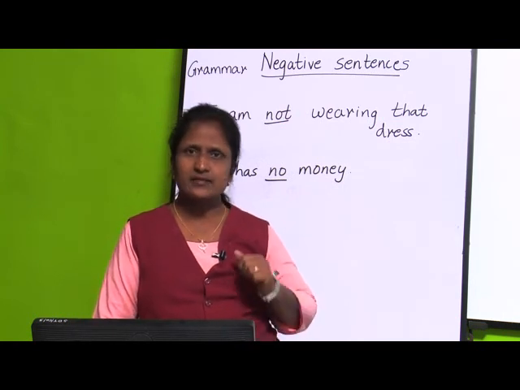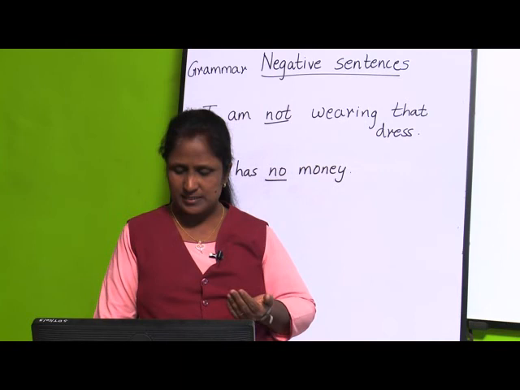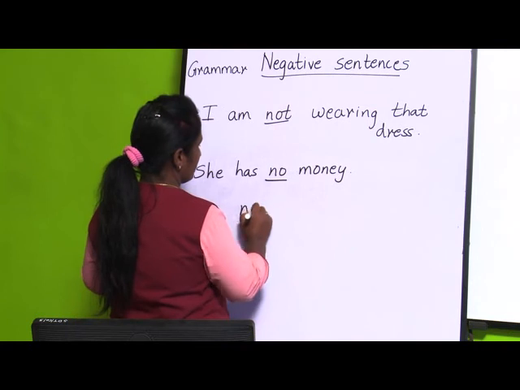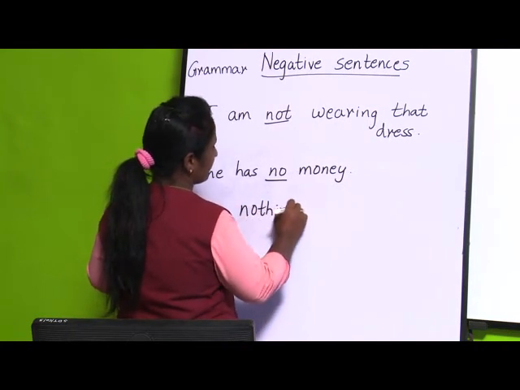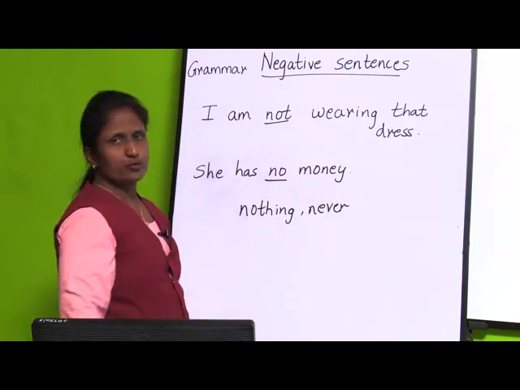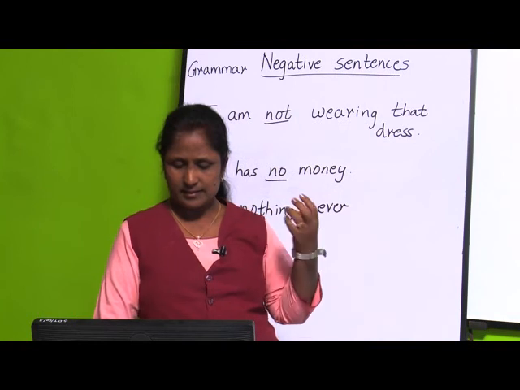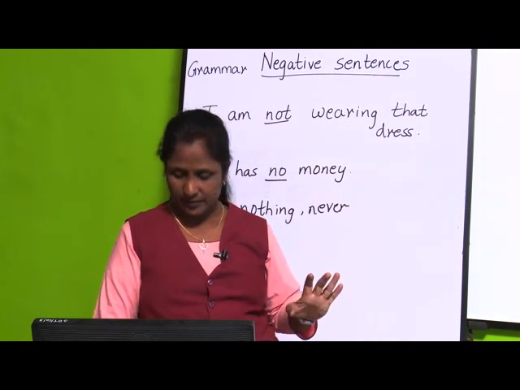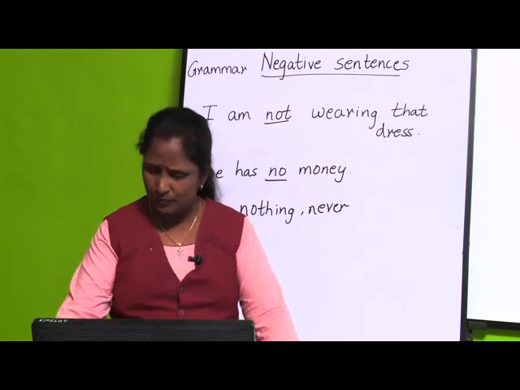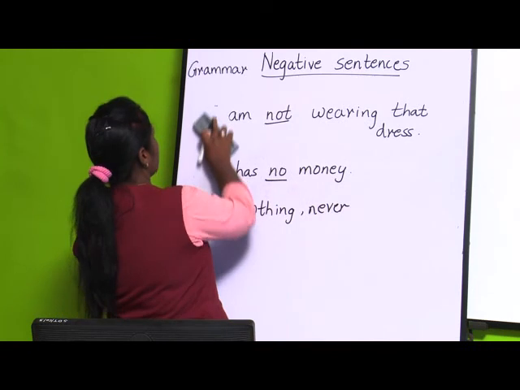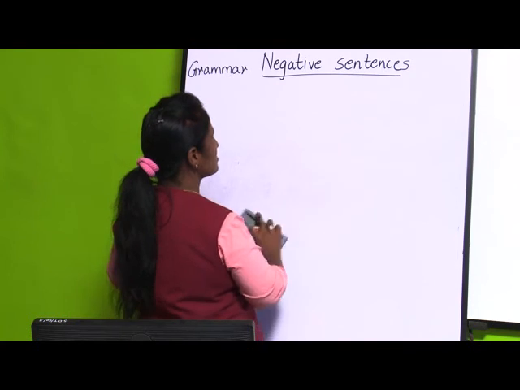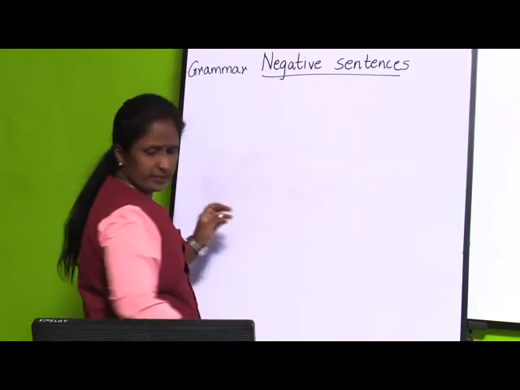And while writing the negative sentences, we use the words like no, not, then nothing, or we can say never. These are some of the negative words which we use in the negative sentence, that is no, not, nothing, or never. Then let us learn how to make a negative sentence. Now we will be learning how we are going to make a negative sentence, because children, always the sentences are not in negative only, or they are not only positive.